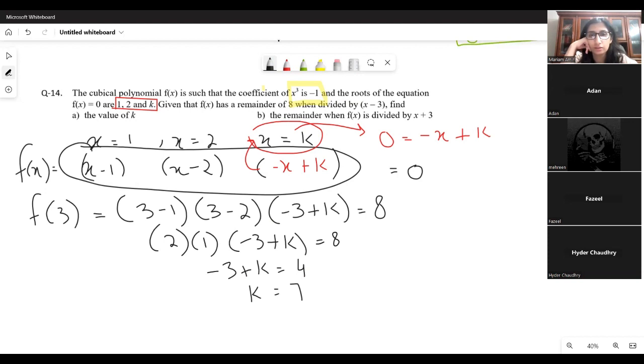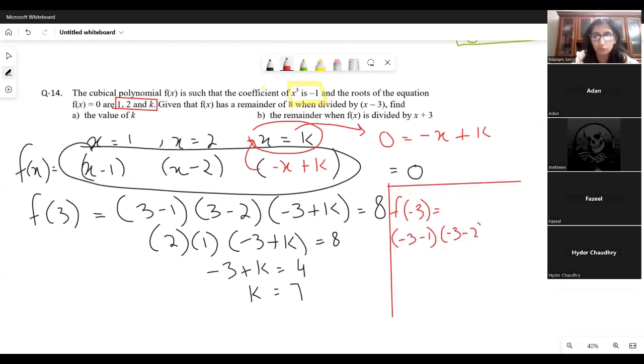Part B, the remainder of f(x) when divided by x plus 3. So remainder theorem again. This time we're going to use the found value of k and substitute -3 instead of x. So f(-3) find करना है. So that is going to be -3 minus 1, -3 minus 2, -3 plus 7.